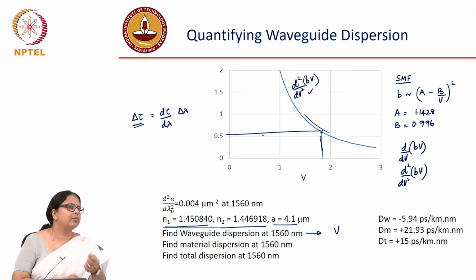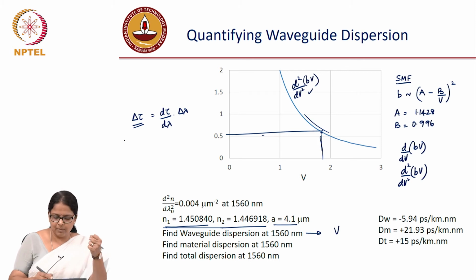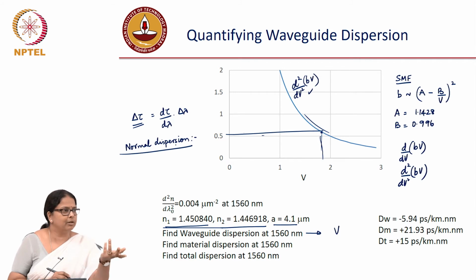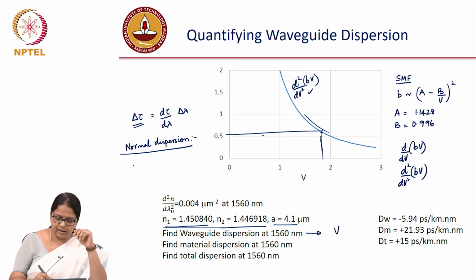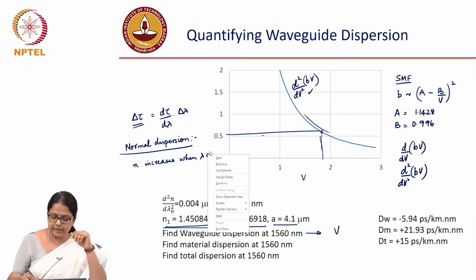Now, that is called normal dispersion. So, normal dispersion means, actually it is used in the context of the English word normal. Normally what you see is normal dispersion. That is when n increases when lambda decreases, that is correct.